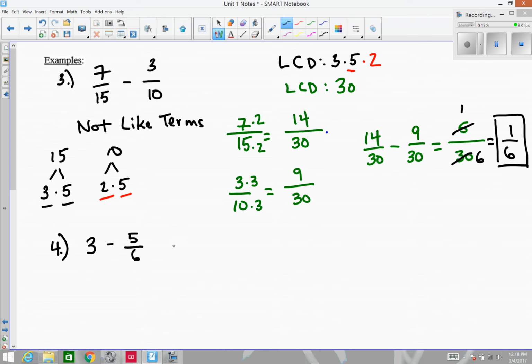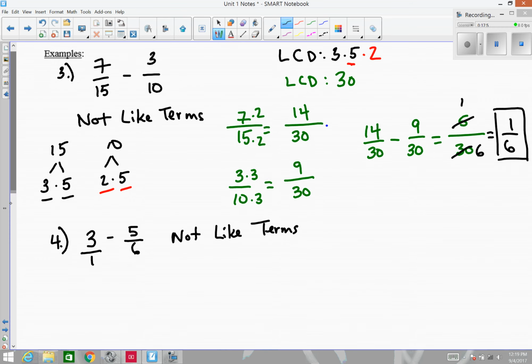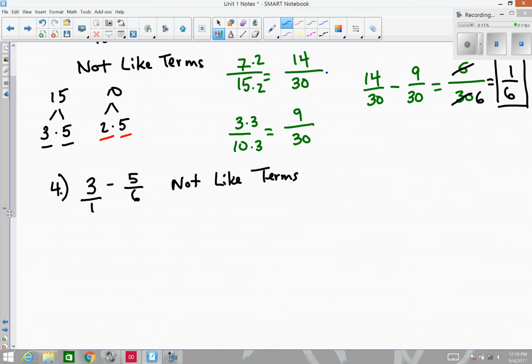Now these again are not like terms because they don't have the same denominator. In fact, the 3 is a whole number. I do want to write it as a fraction, however, so I can do that by just placing the 3 over 1. And I'm going to find my least common denominator to use for my common denominator for each of these. So let's see, a 1 and a 6. Well, hopefully most of you can see that the LCD is going to be 1 times 6, or just 6.